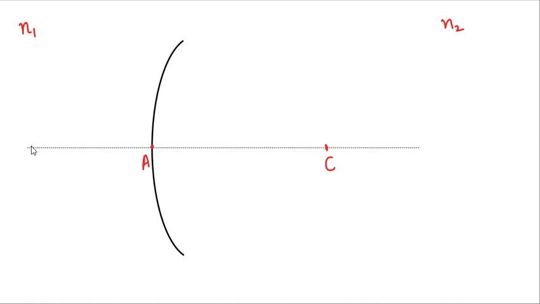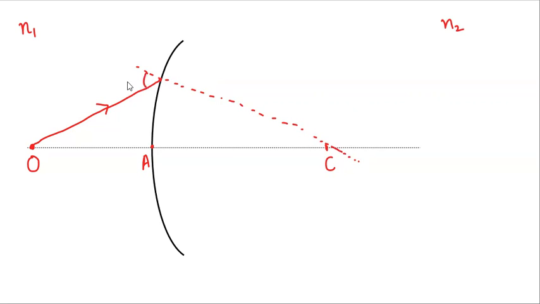Now suppose an object is here and the light is traveling from medium n1 to medium n2. So first light is in medium n1, then light will go to medium n2. So what will happen? You can see it like here. Suppose this is the incident light, and if I draw the normal at this point, the normal at any point on the circle passes through the center of curvature.